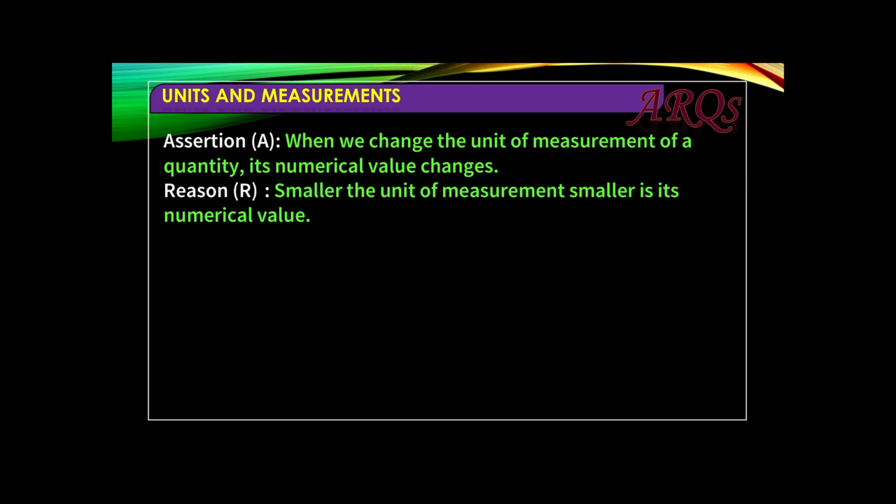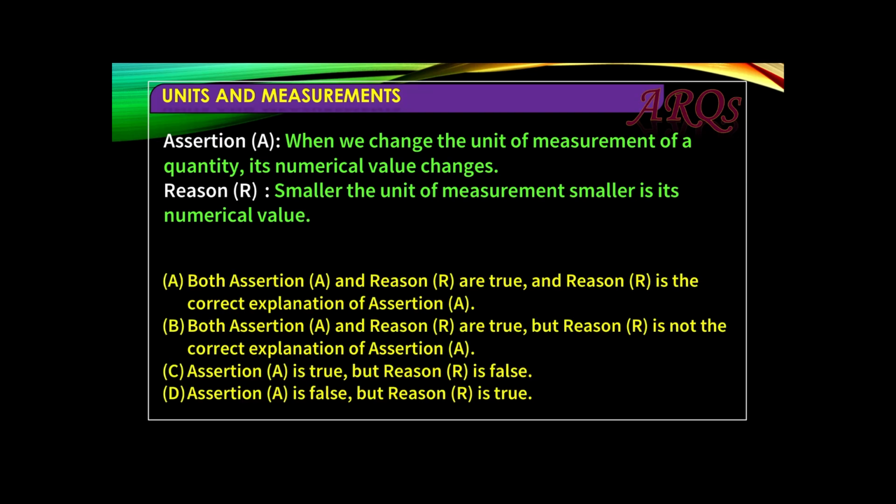Now let's go for the next question. It's assertion reason type. When we change a unit of measurement, the numerical value changes. It is true. So assertion is true. So this is wrong. Smaller unit of measurement, smaller is its value. Let me write one thing. 1 kilogram, 1000 gram. Gram is a smaller unit. Do you see the number becomes smaller? No. So this is wrong. So assertion is true. Reason is false. So the answer is C.